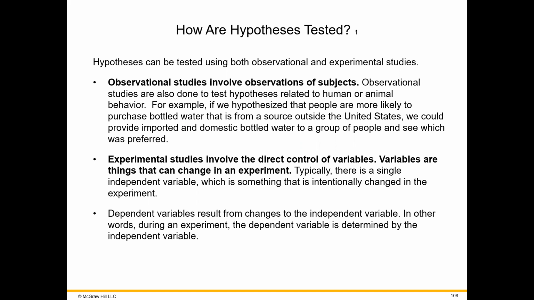Experimental studies involve the direct control of variables, meaning you can manipulate things, correct? Usually there's an independent variable, which is something that is intentionally changed in the experiment, and a dependent variable, which results from the changes to the independent variable. In other words, during an experiment, the dependent variable is determined by the independent variable.